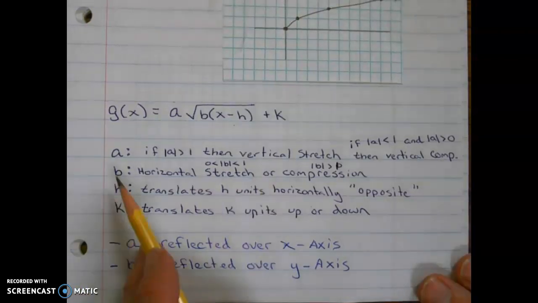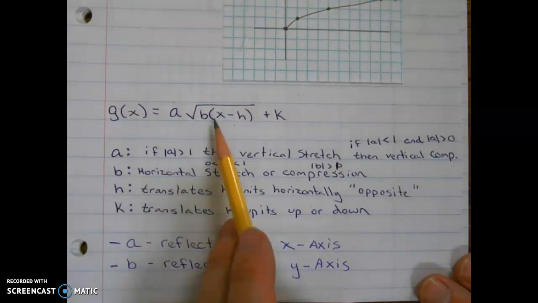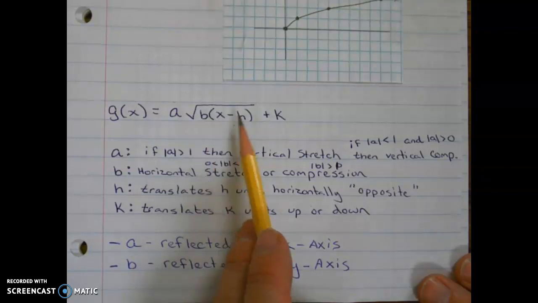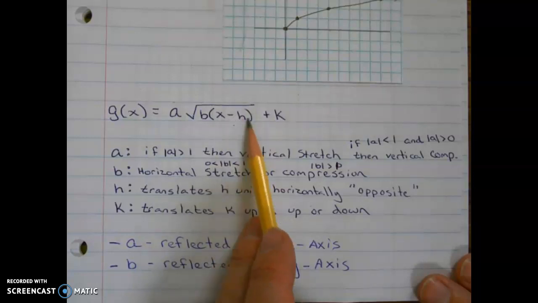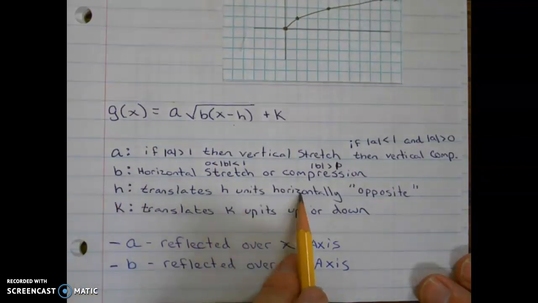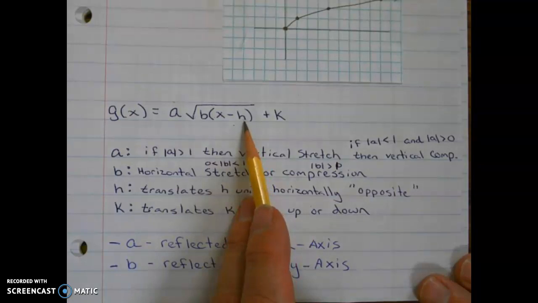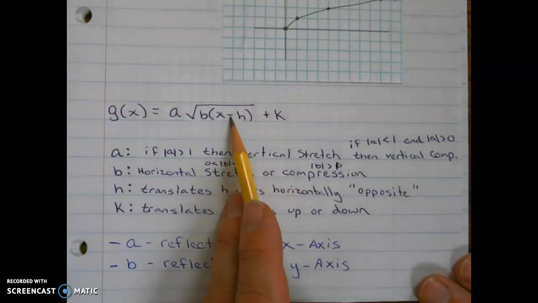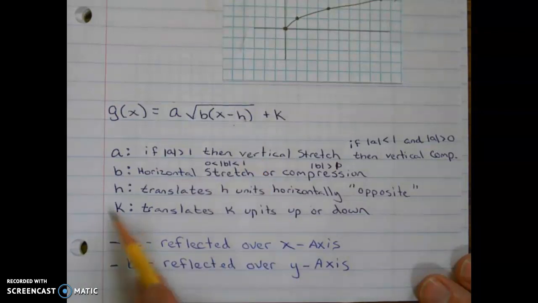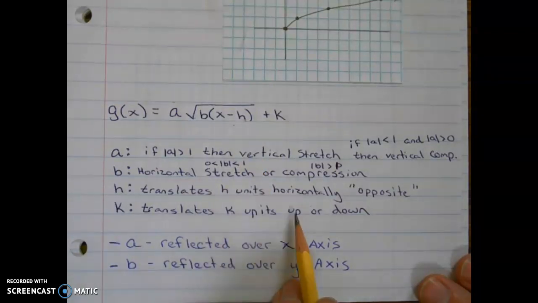Now, one thing very important to remember with b is sometimes you have to factor it out. So if your x has a number in front of it other than 1, and there is an h value, you will need to factor it out of both terms. H translates h units horizontally. Remember, it's always the opposite. So if this was -2, that would be 2 units to the right. And if it was +2, it'd be 2 units to the left. K translates k units up or down.